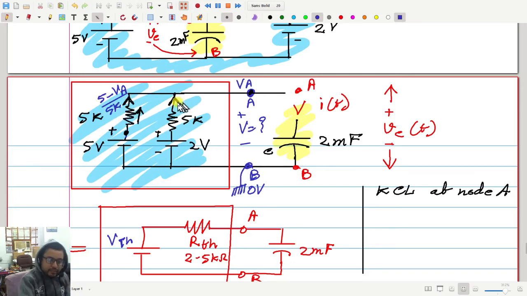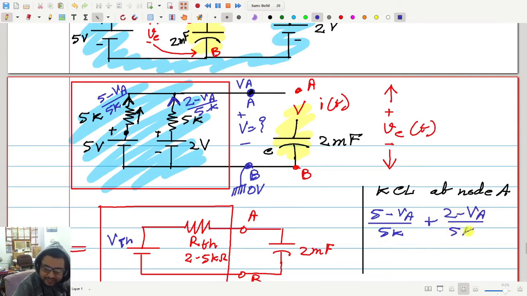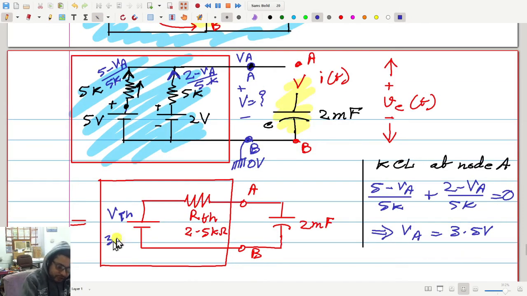This is this current. Similarly, how much will this current be? It will be 2 minus VA by 2K. So now 5 minus VA by 5K, that should be 5 kilo ohm, plus 2 minus VA by 2K, should be equal to 0. Now if you solve this equation, there is only one unknown. You will get VA equal to 3.5. So this is 3.5 volt.